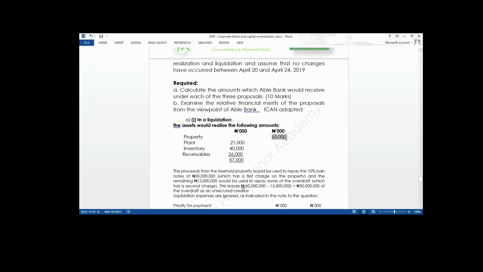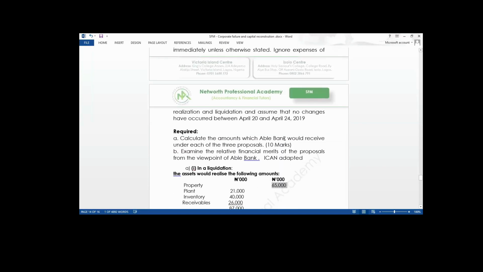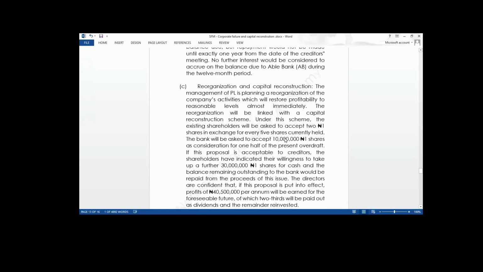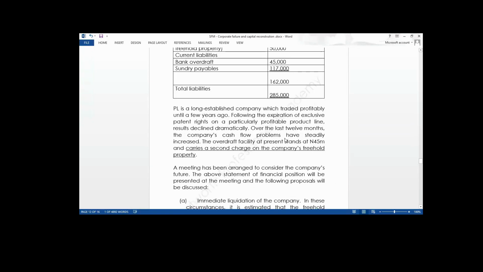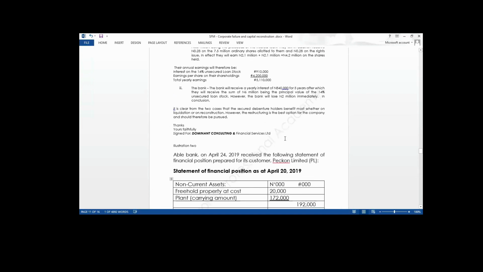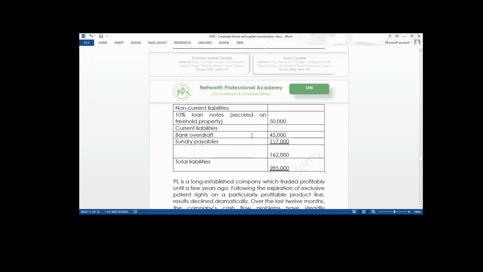The proceeds from property is 65 million. This property has been used as collateral for two liabilities. Let me go back to it. Okay, look at it. Non-current liabilities, 10% loan note secured on freehold property. The value of the loan note is 50 million.